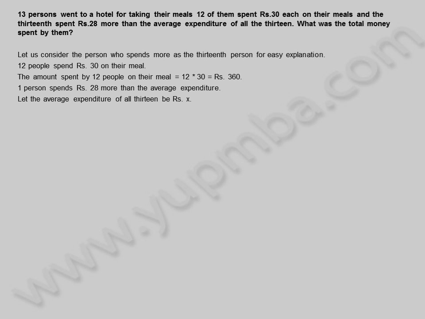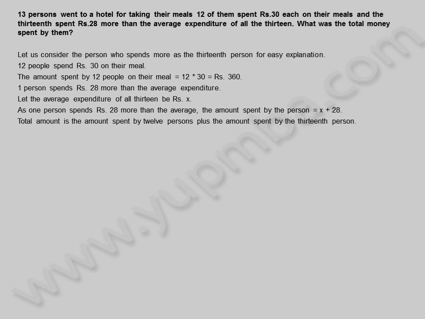Let the average expenditure of all 13 be X rupees. As one person spends 28 rupees more than the average, the amount spent by the person is equal to X plus 28. Total amount is the amount spent by 12 persons plus the amount spent by the 13th person.